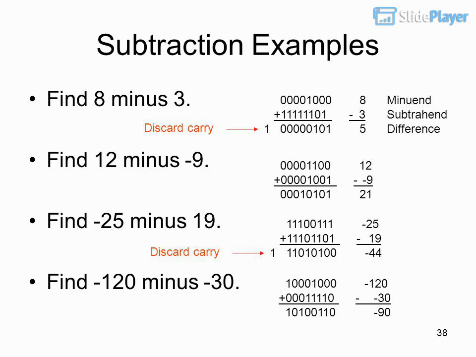Subtraction examples: find 8 minus 3, and find 12 minus 9. 00001000 (8) plus 11111101 (minus 3) equals 00000101 (5). Discard carry. Minuend, subtrahend, difference. 00001100 (12) minus 00001001 (9) equals 00000011 (3).